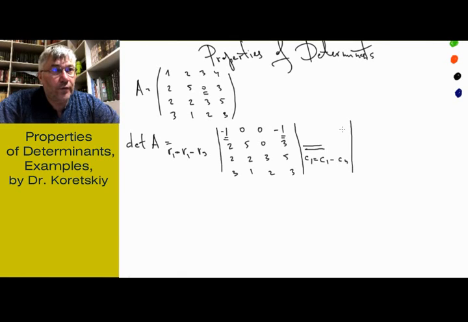And you have minus 1 minus 1 is 0, 2 minus 3 is minus 1, 2 minus 5 is minus 3, 3 minus 3 is 0, and we have here 0 0 minus 1, 5 0 3, 2 3 5, and 1 2 3.